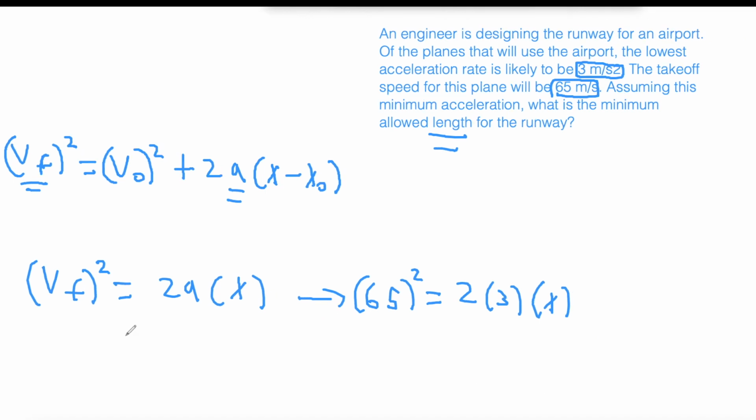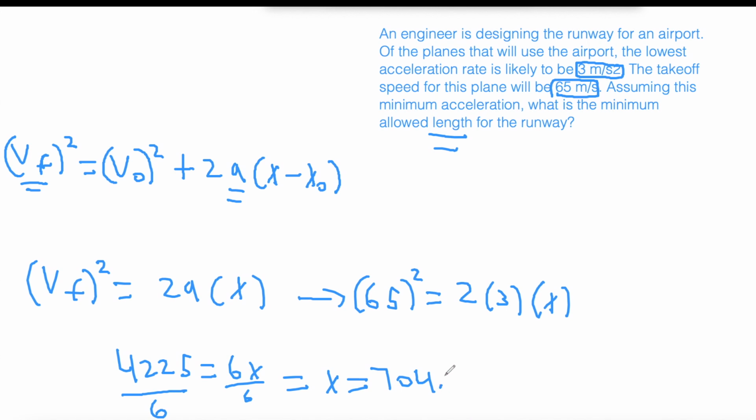So 65 squared is a big number: 4,225 is equivalent to 3 times 2, which is 6x. So divide by 6, divide by 6, and then you get x is equal to 4,225 divided by 6, which is roughly 704.2 meters. And that is your final answer.